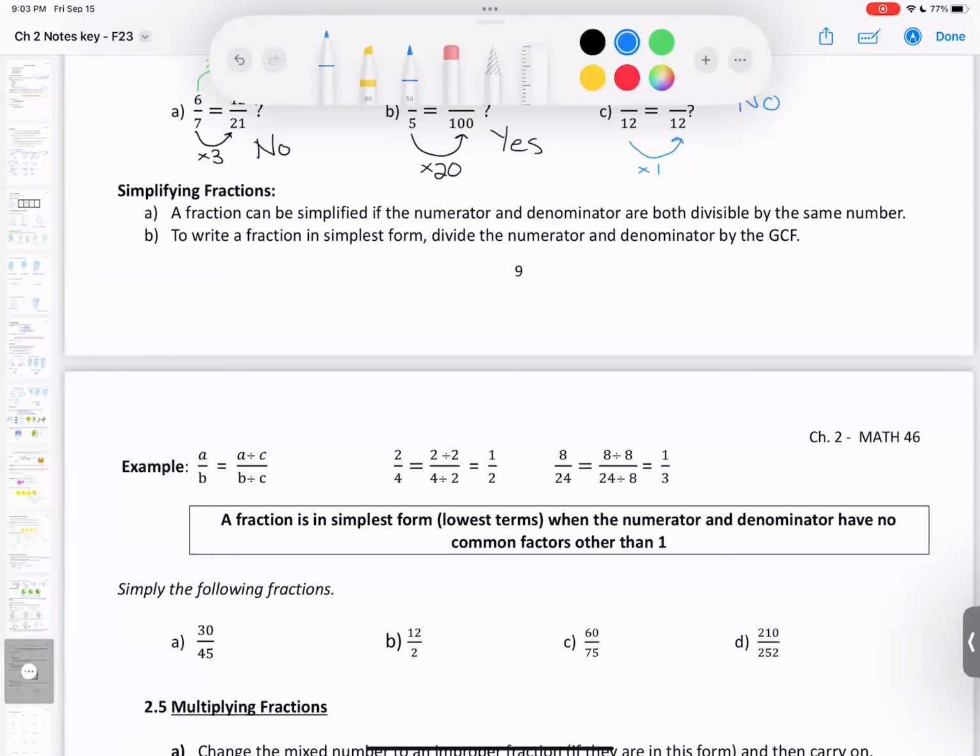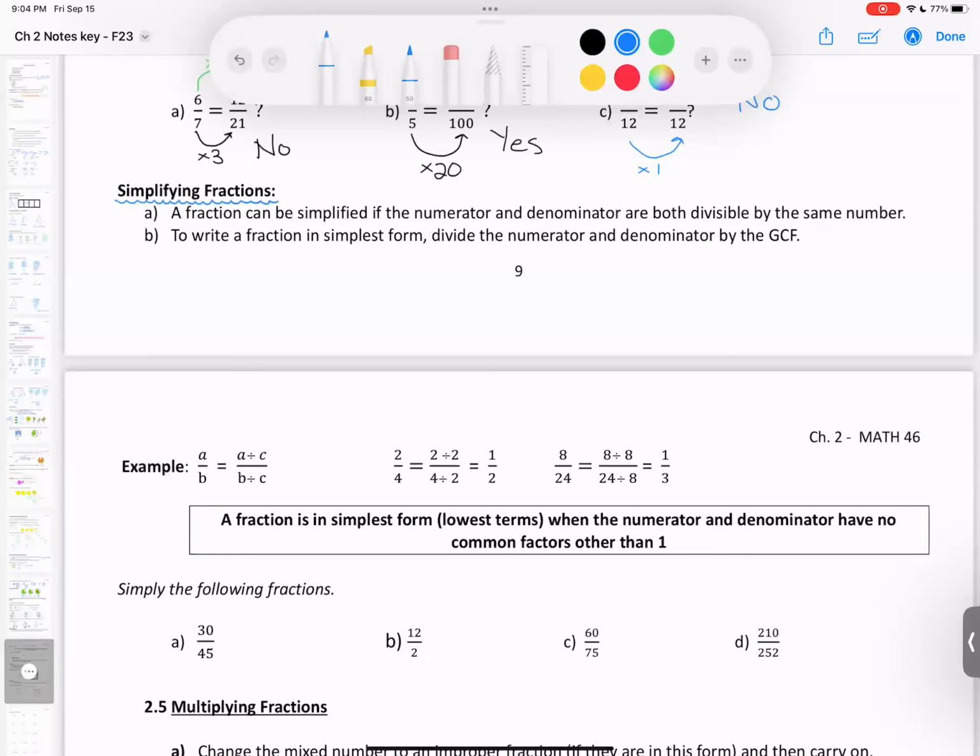So the last part of section 2.4 is talking about simplifying fractions, which is a very important section because it's something we often want to do. We always want to write our answers in the most simplified form possible. So we can simplify a fraction as long as the numerator and denominator have a common factor. In other words, they're divisible by the same number.